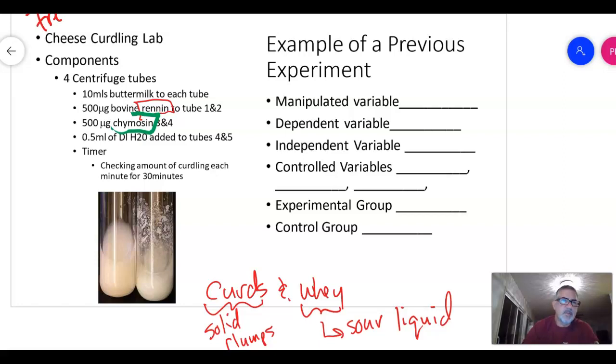If I was going to do this, I'm going to take 6 centrifuge tubes, not 4. Each is going to get 10 milliliters of buttermilk. Buttermilk makes good cheese, it's thick. Tubes 1 and 2 are going to get renin, 3 and 4 are going to get chymosin, and then 5 and 6 are going to get DI water. So my manipulated variable would be the curdling agent.